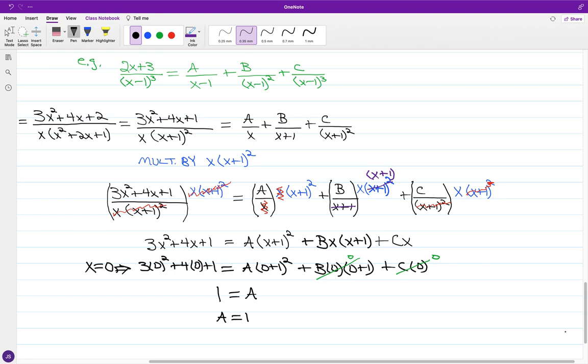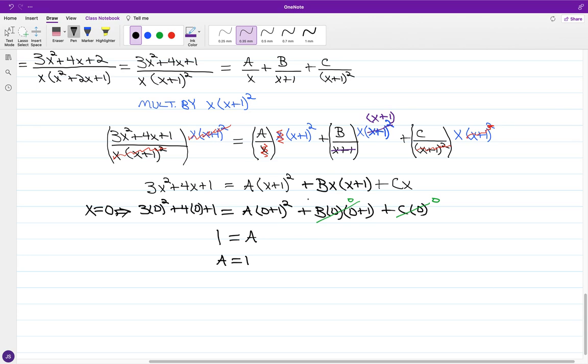Right. So I set x itself to 0. And with the other variable factor x plus 1, if I set this equal to 0, we have that x is equal to negative 1.